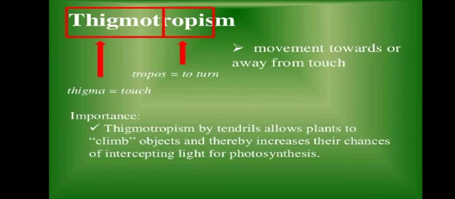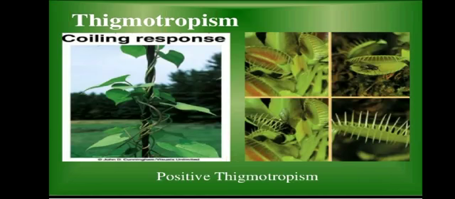Next, thigmotropism. Thigma means touch, tropos means to turn. The movement of the plant towards or away from the touch is thigmotropism. It is typically found in twining plants and tendrils as they grow with support.